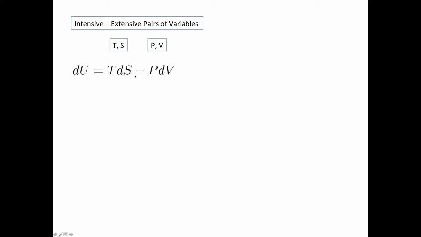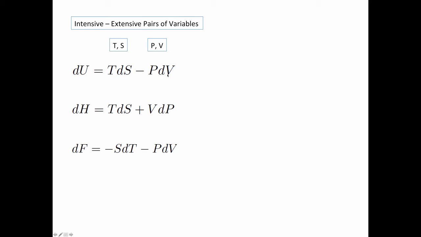Okay, so the form of the identity tells you under what circumstances the identity is useful. This is useful when we're dealing with changes in the internal energy due to changes in entropy and volume. So pressure and temperature are constant. The thermodynamic identity for enthalpy is dH = TdS + VdP, so we've switched which one of this pair of variables is changing from volume to pressure.